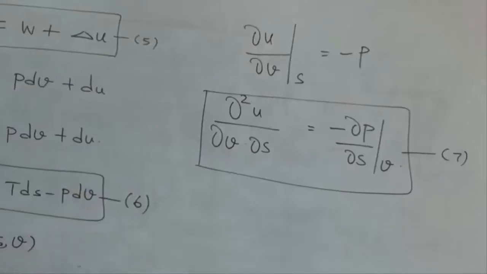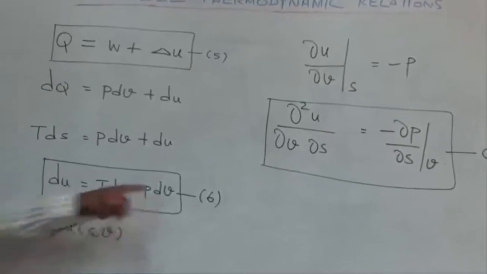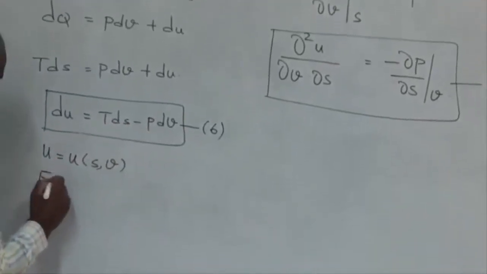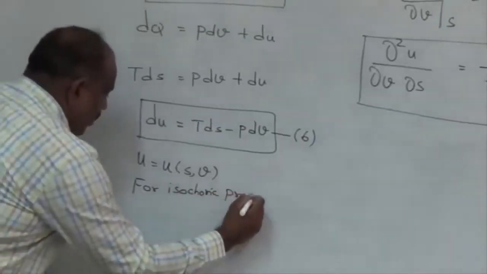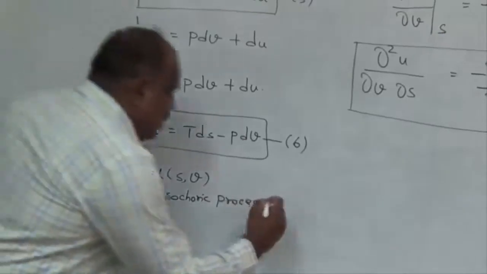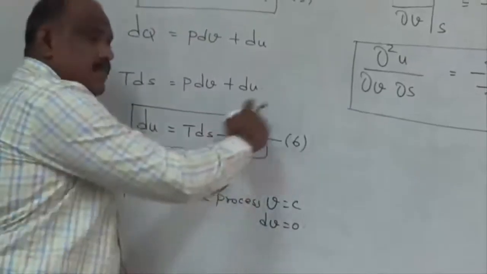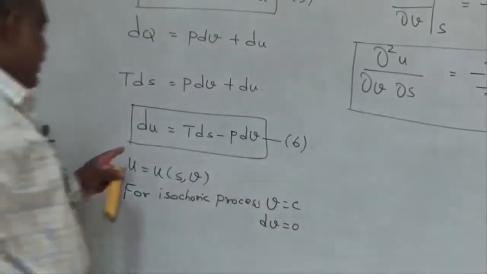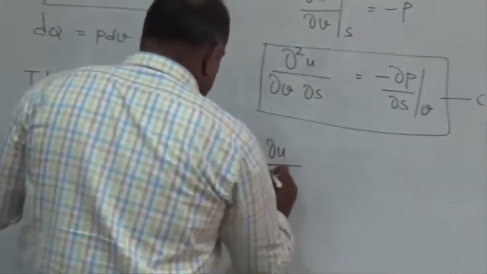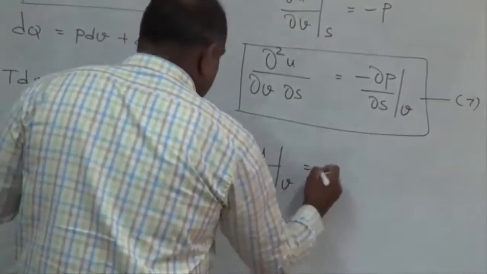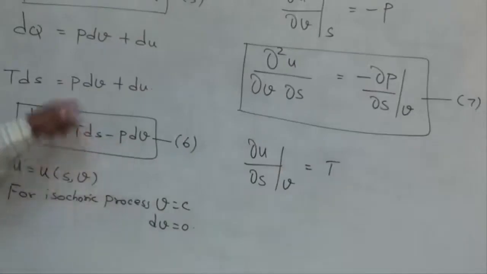Now let us take the other way. Instead of keeping entropy as constant, let us take volume as constant, for an isochoric process. Isochoric means volume remains constant, which means dV equal to 0. So this term will become 0 now. So what will we end up with? We will end up with ∂U/∂S at a constant volume equal to T.